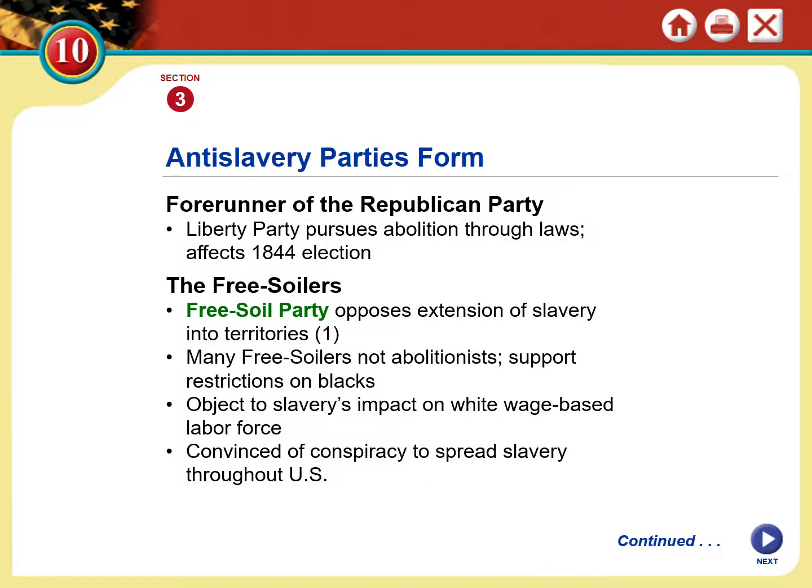The next group is the Free Soilers. You see, all of these people opposed slavery, but for different reasons.